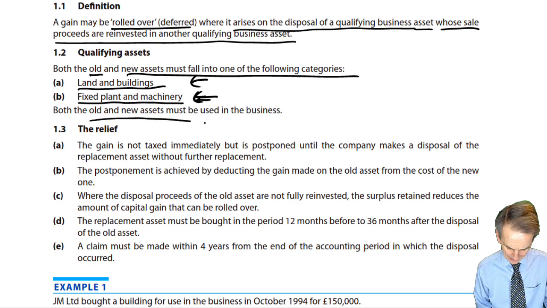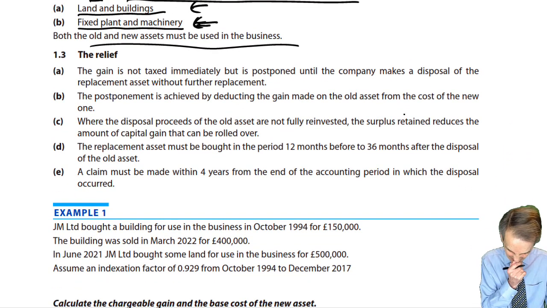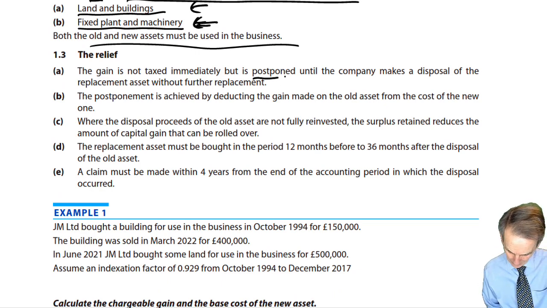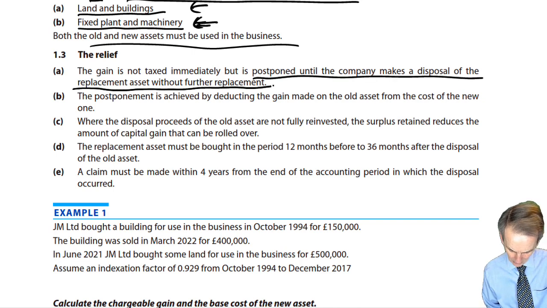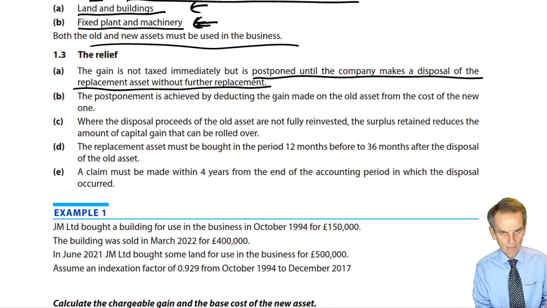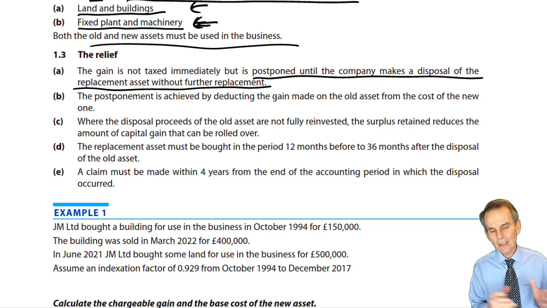Both the old and the new assets must be used in the business. The gain is not taxed immediately. No, it's a deferral. It's postponed until the company makes a disposal of the replacement asset without any further replacement. If, as we normally are, dealing with a property used within the trade, if we sell and buy and fully reinvest, sell and buy again, fully reinvest, then those gains can continue to be deferred.